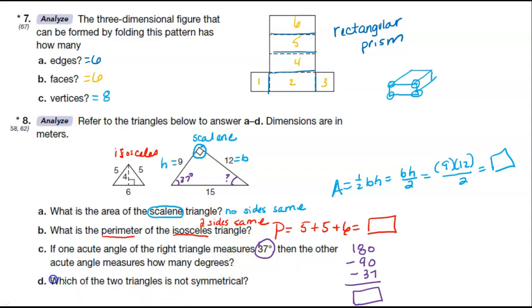And lastly, which of the two triangles is not symmetrical? That would be the right triangle or scaling.